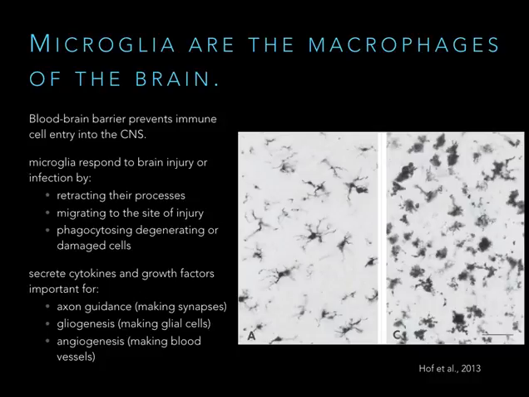On the left, we have normal microglia. Nothing has happened to this brain. They are resting. You can see that they have little cell bodies and they have little tiny extensions coming off of them. They look kind of like little stellate neurons, except they're much smaller. On the right, this brain has been injured. We can see a couple of things going on here.